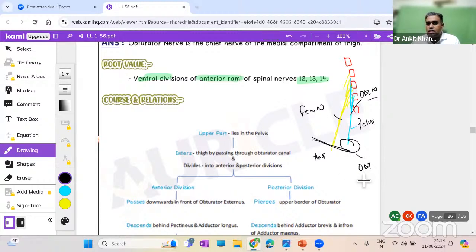Obturator canal in the obturator foramen. So now this nerve passes through this obturator canal, then it goes down to supply the medial part of the thigh. So what's the difference? See, the course is very important.